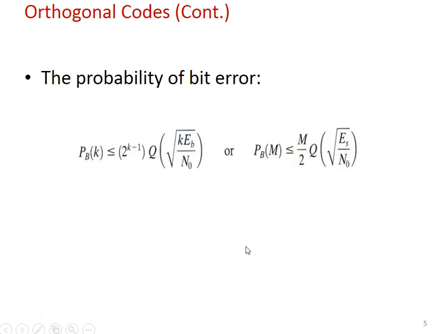If we consider the probability of bit error for orthogonal code, it is given by this equation, where it is affected by the number of bits k, or also the number M. M is equal to 2 to the power of k.